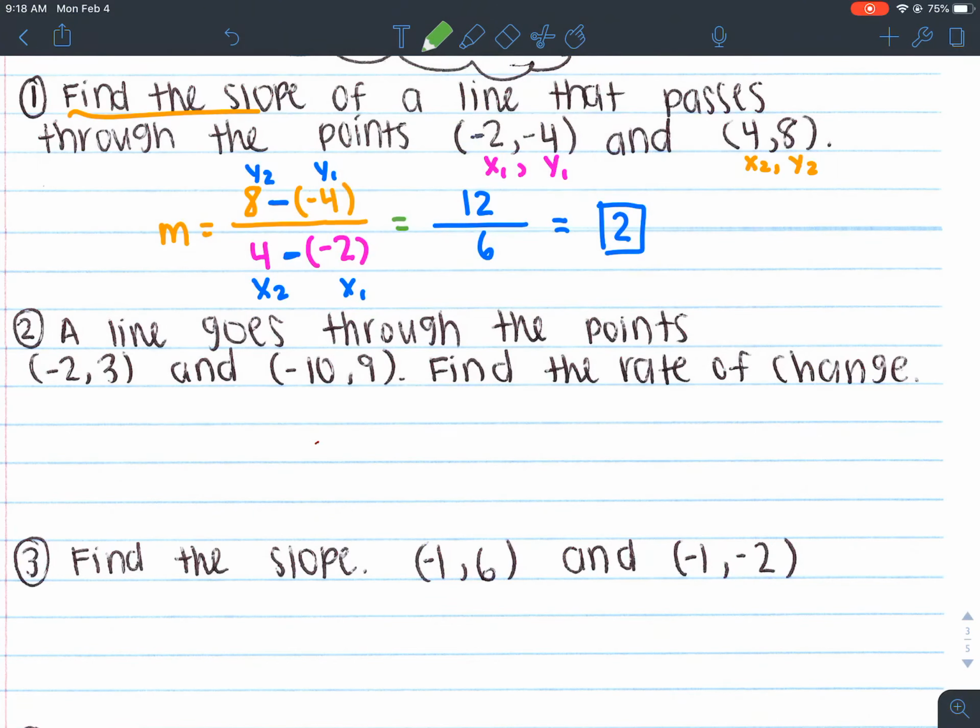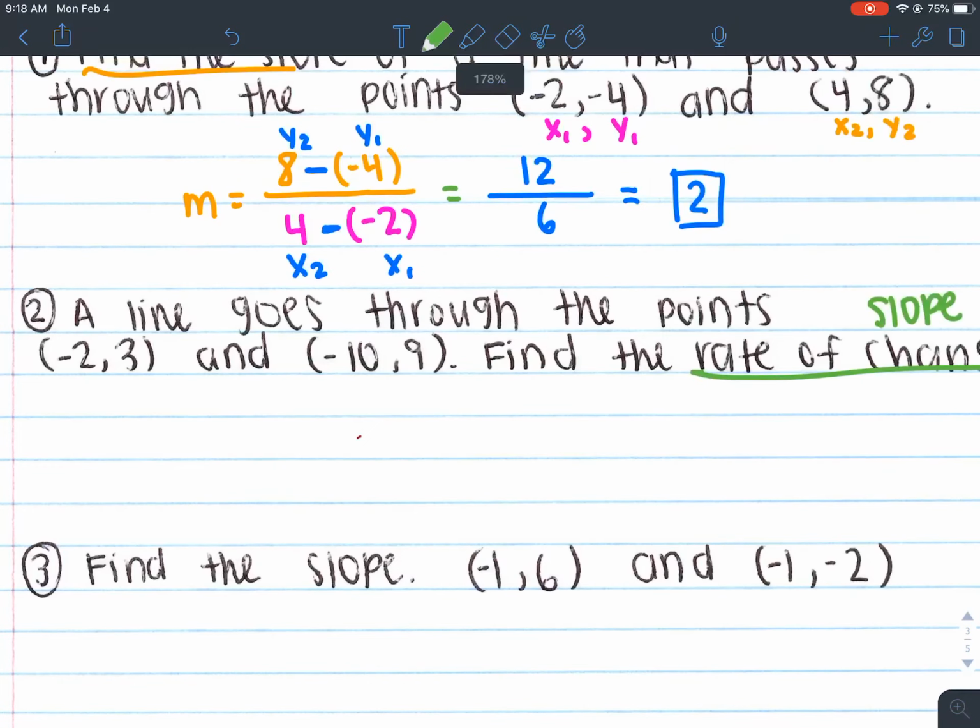All right. Number 2, we have to find a line that goes through the points -2, 3 and -10, 9. Find the rate of change. All right, so we're given a line, and it goes through these 2 points. Just like in the graphs we saw earlier, there was a line and there were 2 points there. We need to find the rate of change. Do you remember what the rate of change means? And if you don't remember, go ahead and look back at your notes, and you should be taking notes. Our rate of change is our slope, so we're just asked to find slope here.